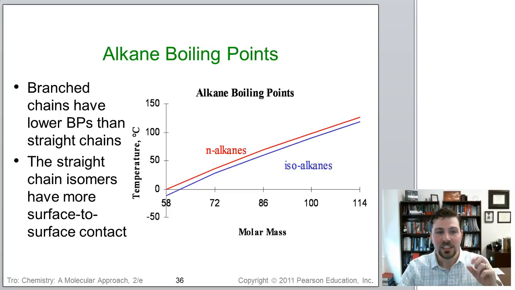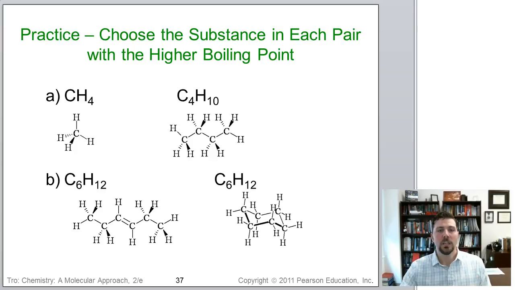So let's try a little practice here. Choose the substance in each pair with the higher boiling point, CH4 or C4H10. Okay, in part A here, notice C4H10 has more electrons and a greater molar mass, so it should have a larger dispersion force, and it also has a larger surface area. So of these two, we're going to pick this one, larger surface area and greater molar mass.